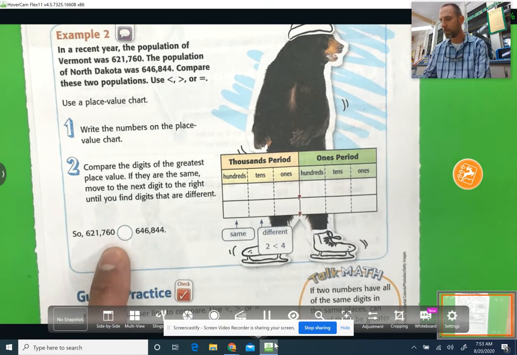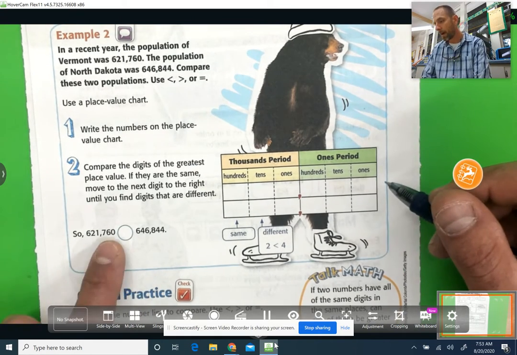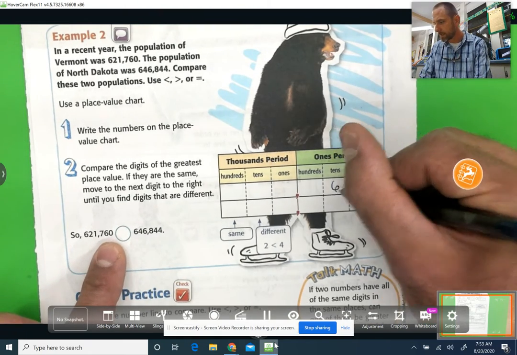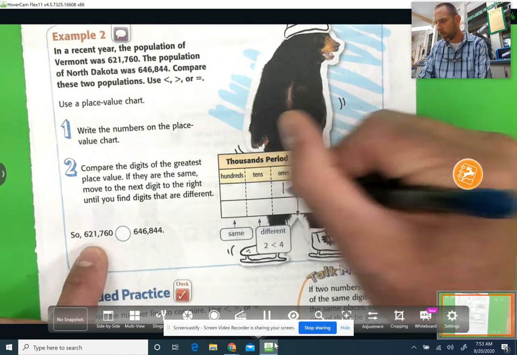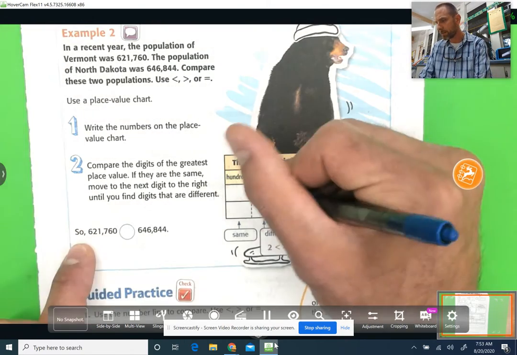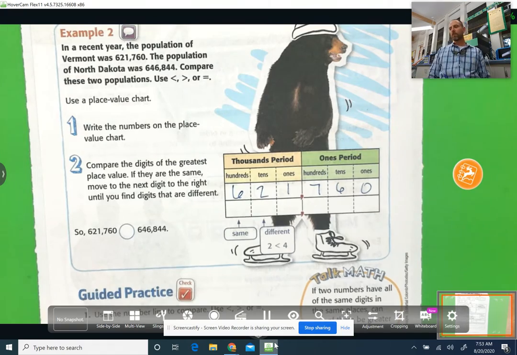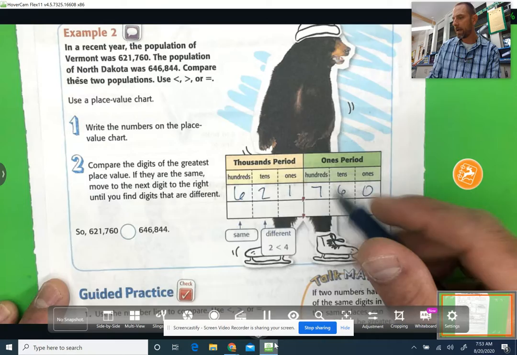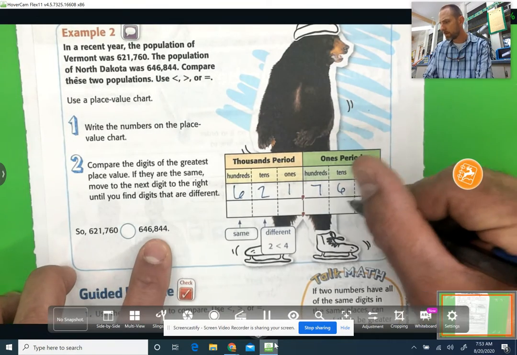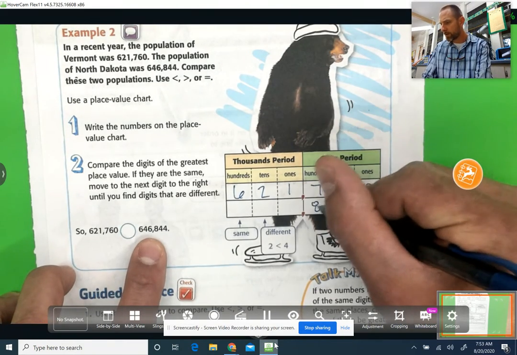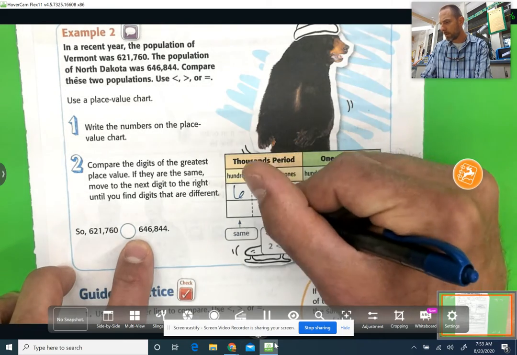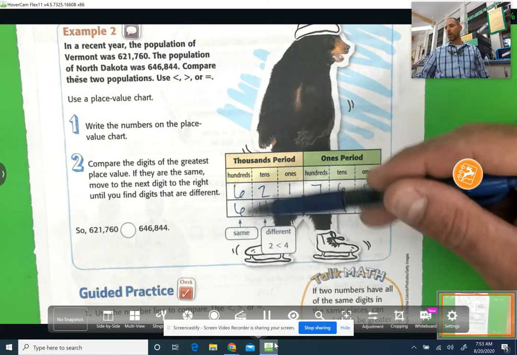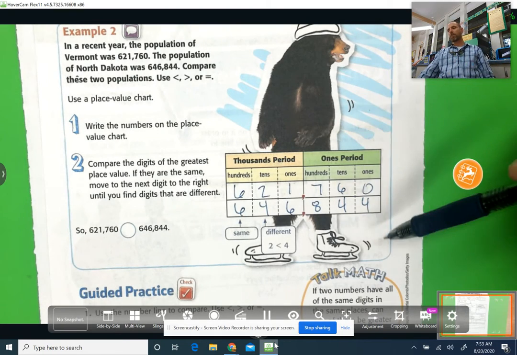A helpful way of beginning to write these numbers in place value boxes is to start with the ones place. I have a 0 in the ones place, 6 in the tens place, a 7 in the hundreds, a 1 in the thousands, a 2 in the 10,000s, and a 6 in the 100,000s. For my second number, or the population of North Dakota, I have a 4 in the ones place, 4 in the tens place, an 8 in the hundreds, a 6 in the 1,000s, a 4 in the 10,000s, and another 6 in the 100,000s.